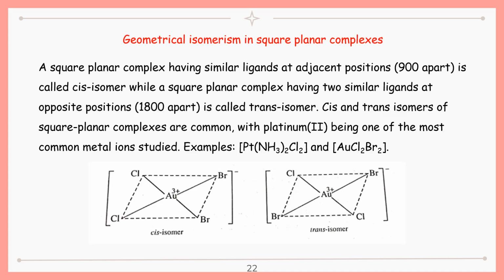Geometrical isomerism in square planar complexes. A square planar complex having similar ligands at adjacent positions, that is 90 degrees apart, is called the cis isomer, while a square planar complex having two similar ligands at opposite positions, which is 180 degrees apart, is called the trans isomer. The cis and the trans isomers of square planar complexes are common, with the platinum 2 complex being one of the most common metal ions studied. The examples are shown below.